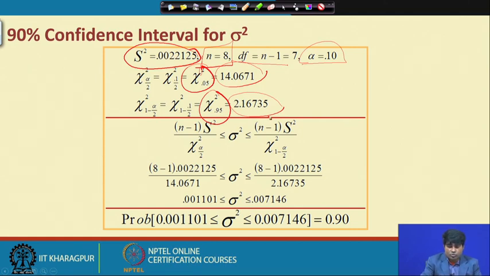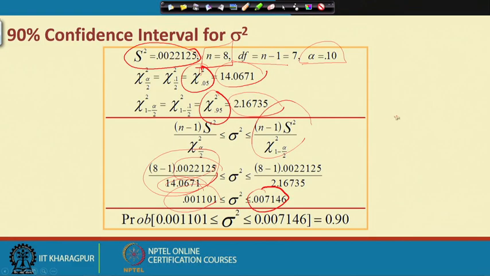So, we have to fix the lower bound corresponding to 0.05, and then corresponding to 95% you have to find the upper bound. As a result, for sigma square we put in all these values: the degrees of freedom 8 minus 1, the sample variance, and the chi-square value alpha by 2 for 5%, which is 14.07. After putting all these in, this gives the value 0.001. This is the lower confidence limit for sigma square. And again for chi-square at 95%, the value is 2.17. With the degrees of freedom and the sample variance adjusted, you will find the upper range, which comes to 0.007.